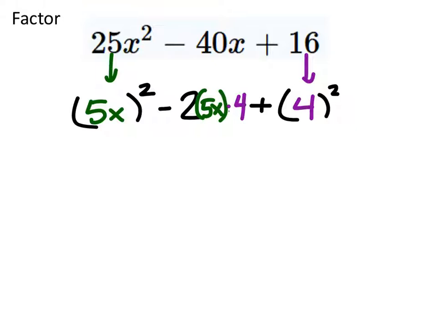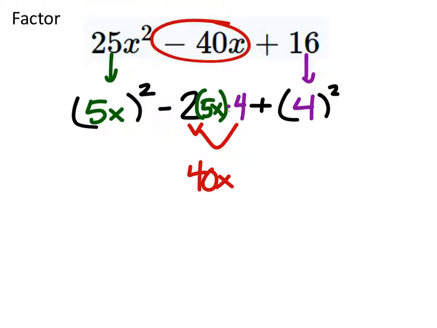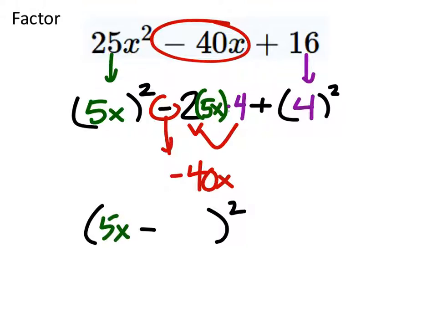Well, let's evaluate that middle term. 2 times 5 times 4 would be 40x. So ultimately, I ended up with that negative 40x middle term anyways, because this was minus here. So negative 40x indicates that we can go to the rule a minus b squared. And in this case, a is 5x and b is 4. Done.